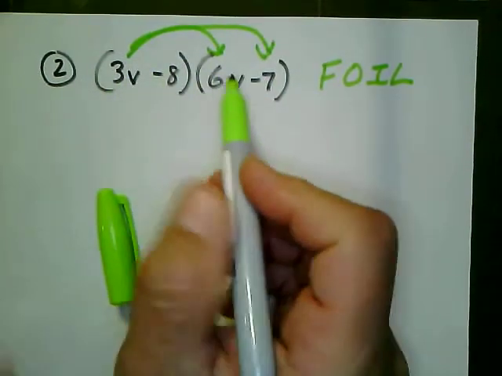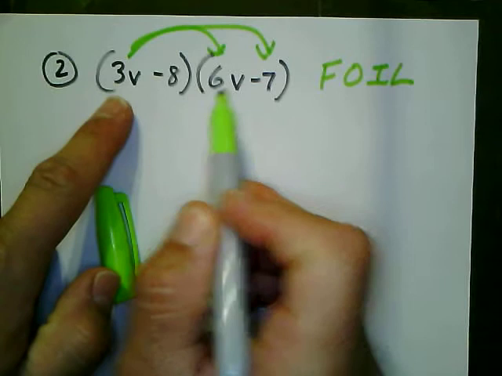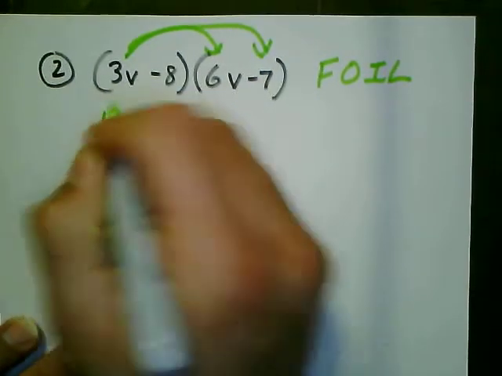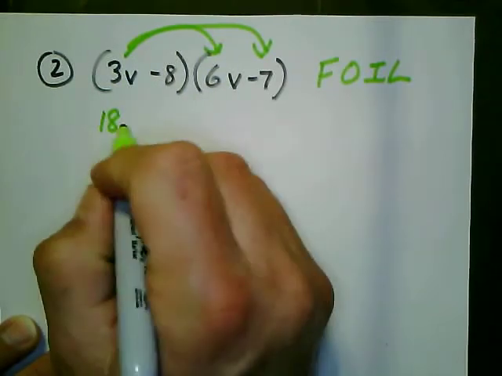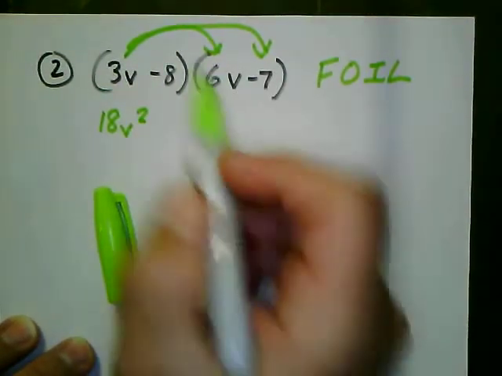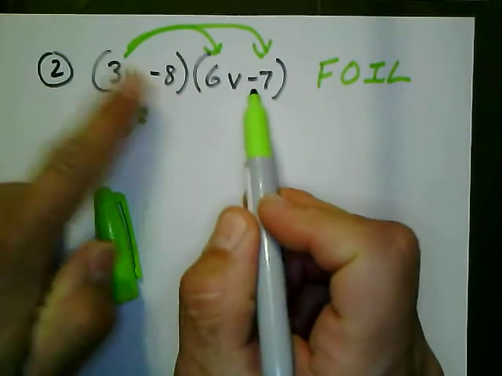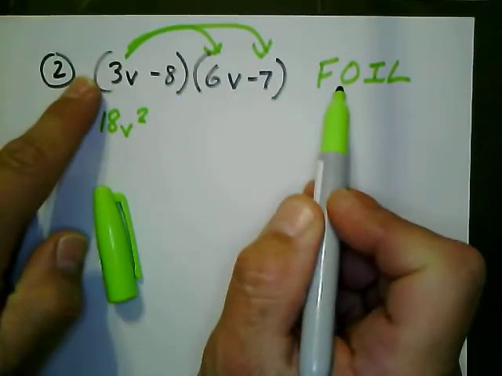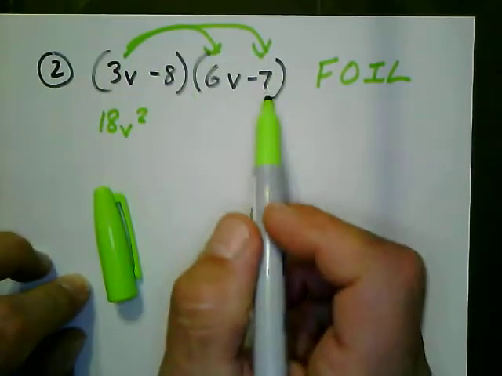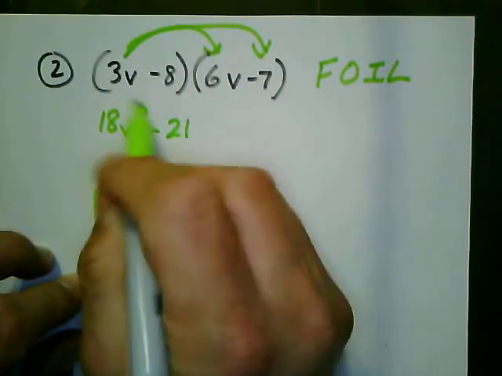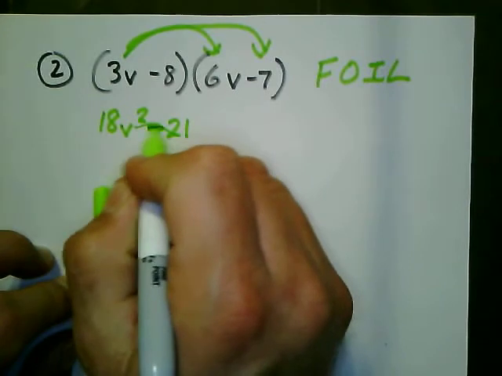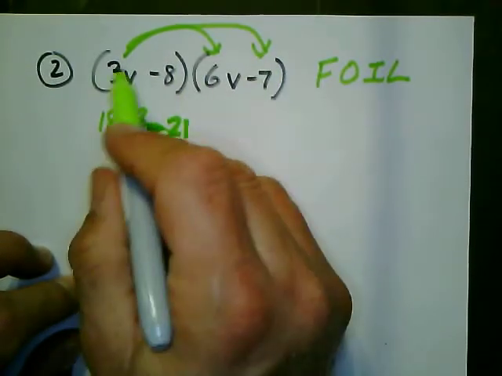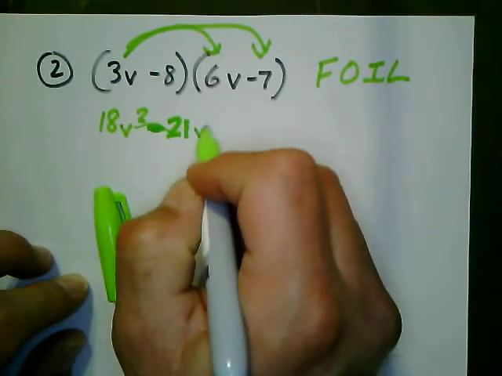So these are the firsts. They're the first in each of the parentheses. That's what the F stands for. So 3 times 6 is 18, and 1v times 1v is v squared. Then we're going to do the outsides. It's the outside of each one. These would be the inside, these are outside. That's what the O stands for. So 3 times negative 7 is negative 21, and there's 1v and no v, so that's just 1v.